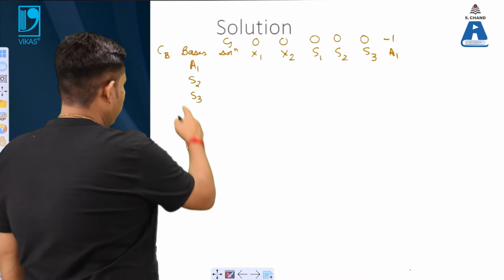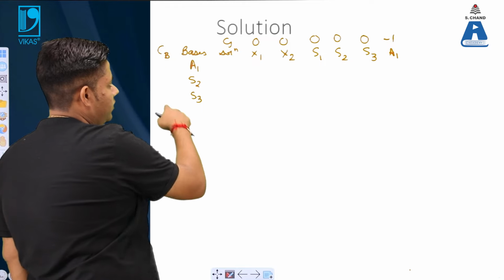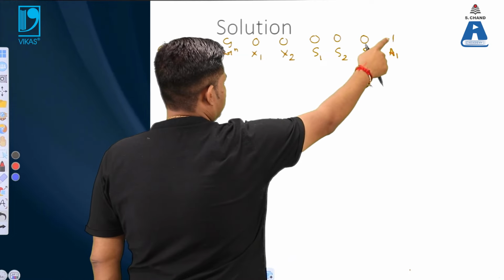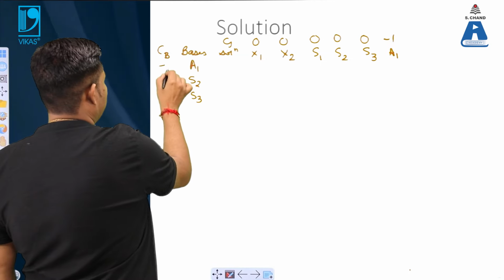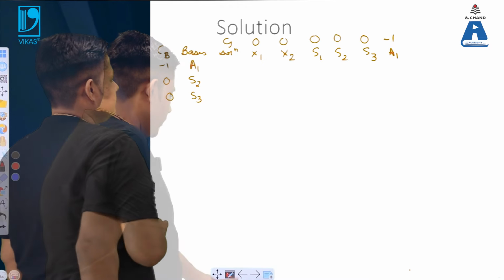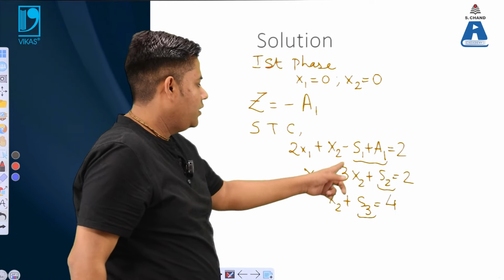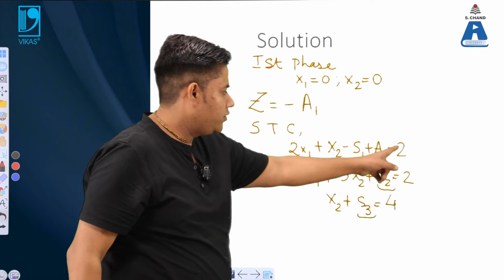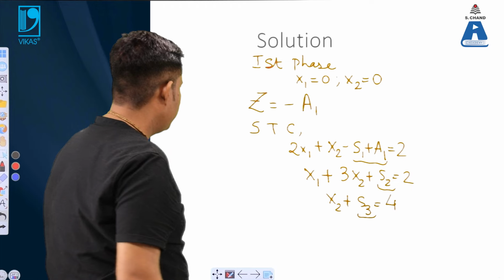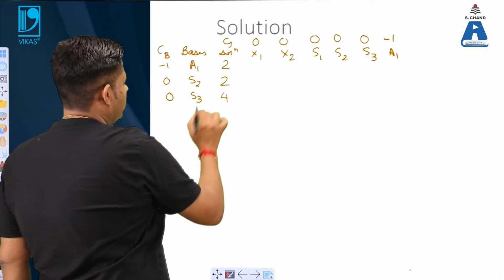Now I need to write the elements of CB. So in order to write those elements of CB, I have to look at the objective function. So in terms of a1, I have the value which is -1. For s2, I have the value 0, and for s3, I have this value 0. For the solutions, we have to write the coefficients of all these elements in the matrix, and for the solution, I have to write these right hand side terms. So we have 2, 2 and 4. So I have to use these numbers and mention here 2, 2 and 4.